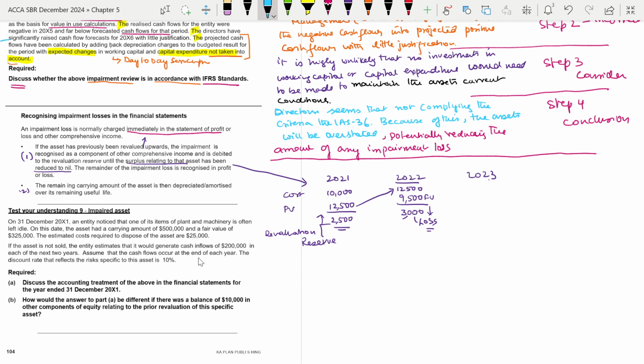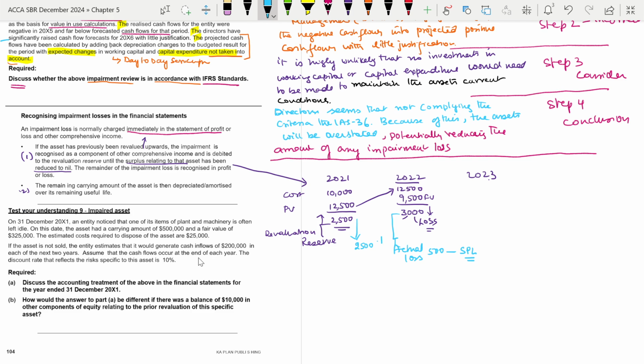In that case, what do we have to do? We have to reduce the reserve by 2,500. And we have to take an actual loss of 500. And this has to be shown in the statement of profit and loss.